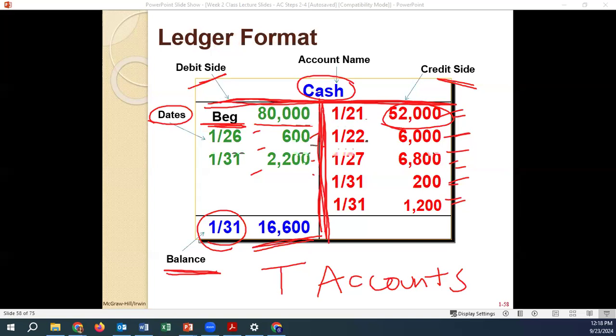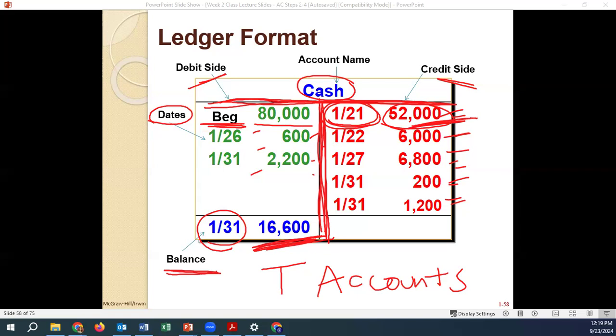So if I wanted to know what I bought for $52,000 and I couldn't remember, I would go back to my journal entries with the date of January 21st, and then I could find out, oh, I bought a delivery truck for $52,000. Because again, my journal entry is going to show me the exchange, what I got in exchange for this 52,000. The ledger doesn't show me that. Remember, the purpose of the ledger is to show me the balance. But if I wanted to know the detail of what made up these different transactions, I can always go back to the journal entry to find out what was exchanged.